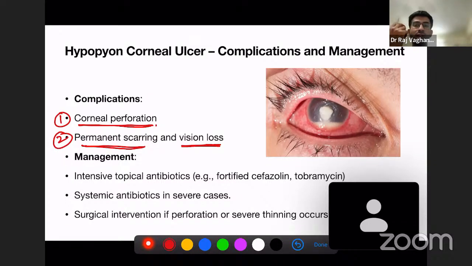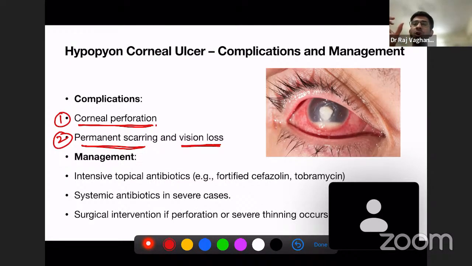Okay, there can be permanent scarring in your cornea even after the pus has been drained. And if the pus is present for a very long time, if it is chronically present and you are ignoring the pus in the cornea, then it may lead to permanent vision loss. So how do you manage these conditions?